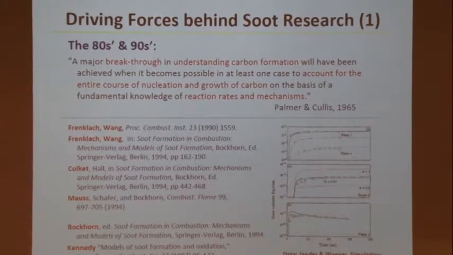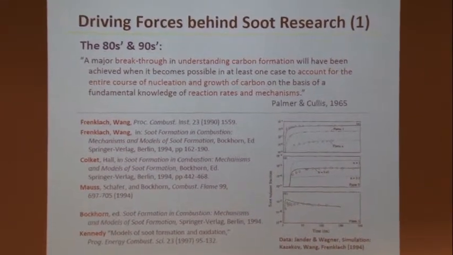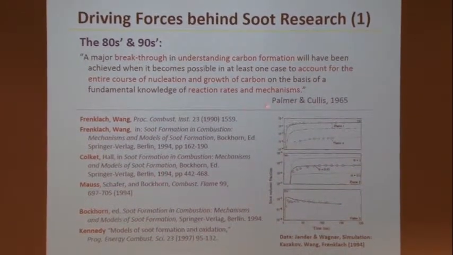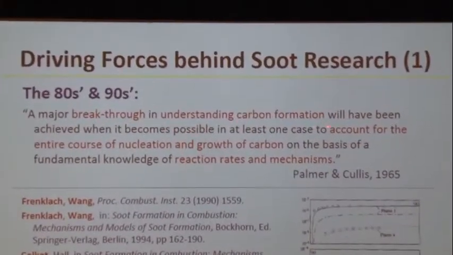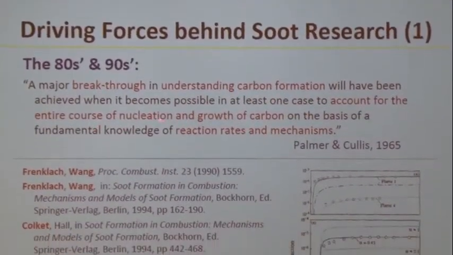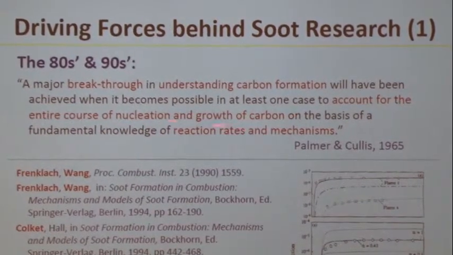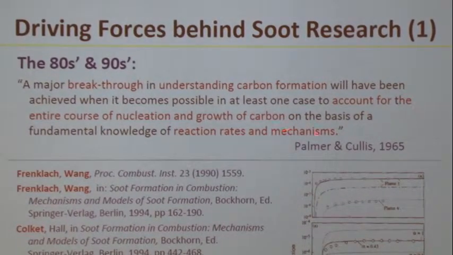All right, so back in 1965, when I was a 2-year-old baby, Palmer and Cullis wrote a paper and said it would be a major breakthrough in understanding carbon formation if we could follow the course of nucleation and growth on carbon based on fundamental reaction rates and mechanisms. So I have to tell you the sad story: it's almost 50 years later, and we haven't quite got this yet. But we're still working on it. So they recognized it's pretty important to do. And so there are some very important papers.